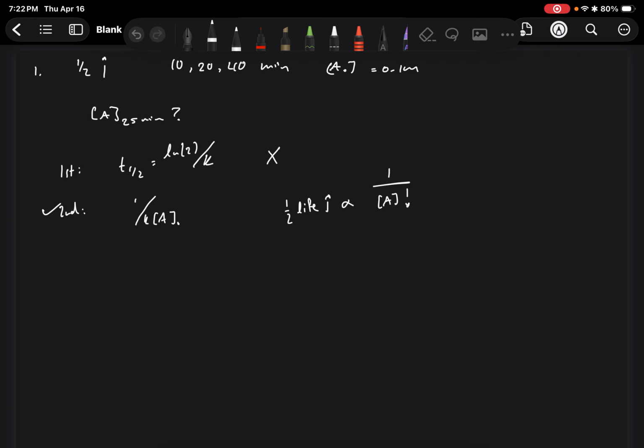So that means it must be second order, because for zero order, T1/2 equals A naught over 2K. So T1/2 and A naught have a direct proportion to each other. As concentration goes higher, the half-life increases. But that's not what we're looking at right now. We're looking at half-lives increasing while concentration is decreasing as the reaction proceeds. So therefore it has to be a second order reaction.